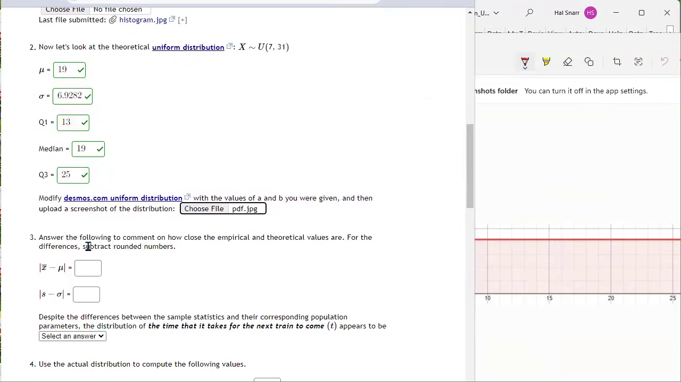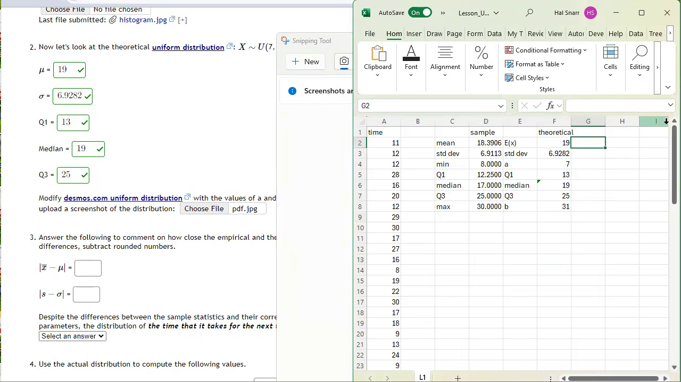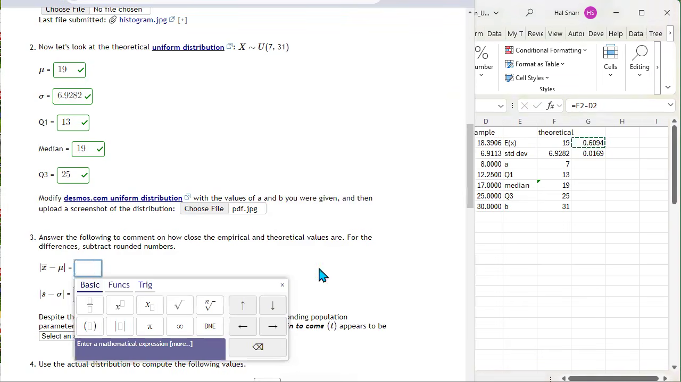Now we got to answer the following questions here, part 3. These are the sampling errors of the mean and the standard deviation. So we have to calculate the difference. Take this larger value minus the smaller value. That's one way to do it. These are our sampling errors of the mean and of the standard deviation. And if there's negative number here, ignore it, right? So I'm going to copy that into here.